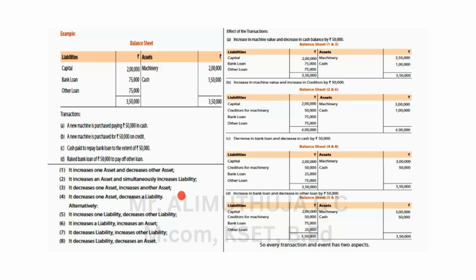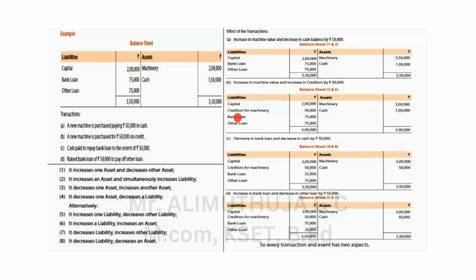Increases another asset. Which asset increased? Machinery. How much? By rupees 50,000. In old balance sheet it was 2 lakh. Now it became 2,50,000 after purchase. That's what I said. Decrease in one asset corresponding an equal amount of increase in another asset. This is the effect of transaction A.